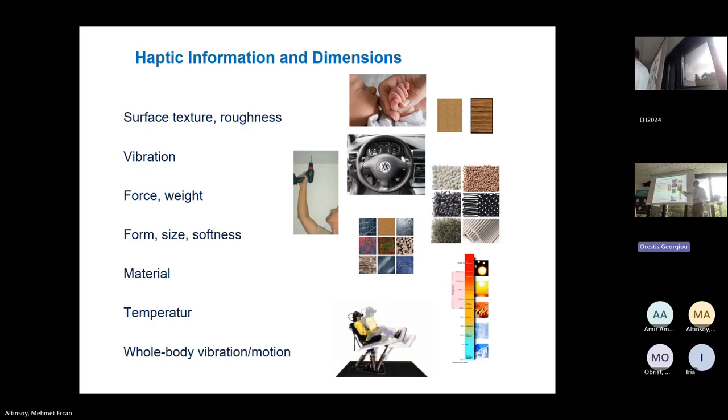If we are talking about haptics, we have great difficulties in comparison to the visual and auditory domain. The main aspect is that we don't have one haptic sensor which functions for everything, and one actuator which functions for everything. It means that we have several different dimensions, from surface texture to vibration, force or weight, but also form, size, softness, material perception, temperature, whole body vibration, and motion. We are talking about very different spaces, very different sensors which deliver this information, but also actuators.